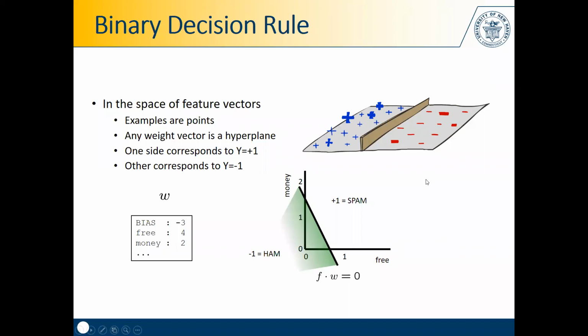Now, here's a fundamental question. So far, we've talked about the formulation of the perceptron model, or linear regression model.